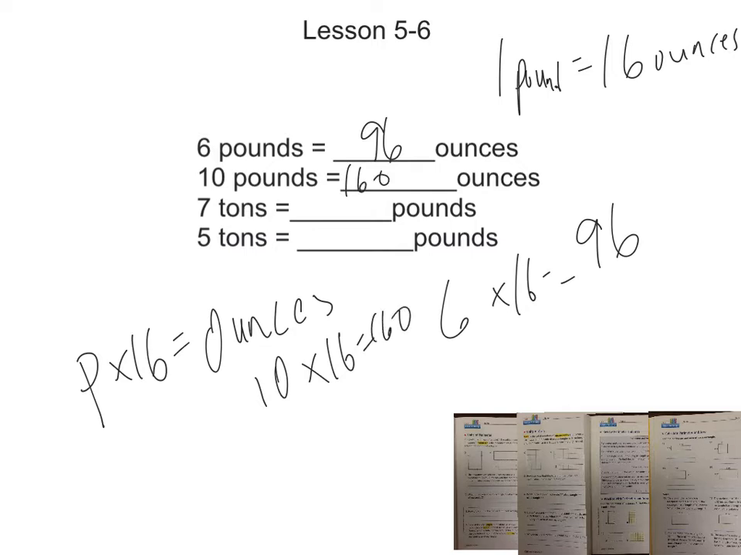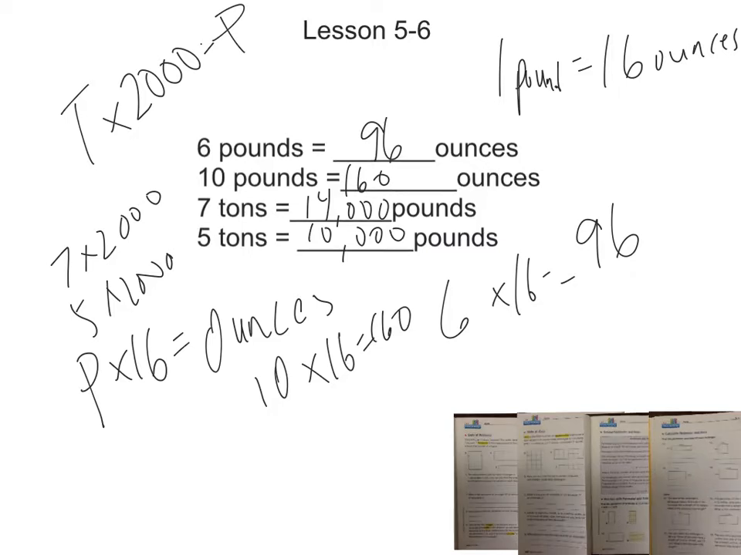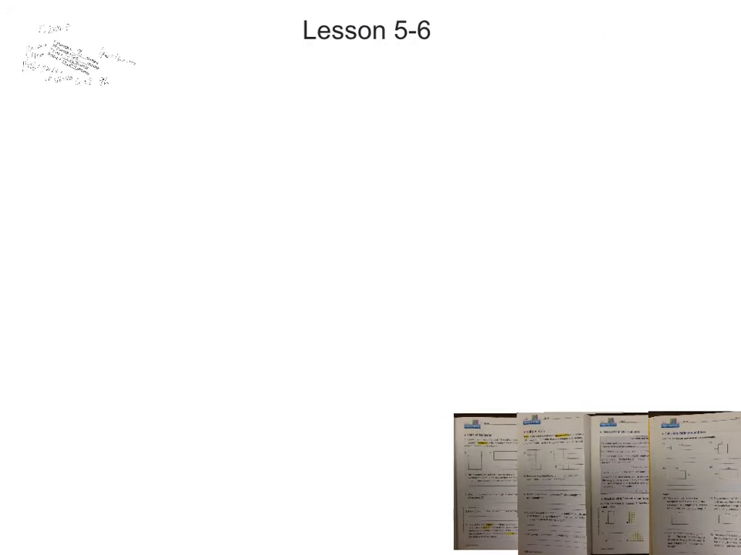And next is tons. You know that a T times 2,000 equals P for pound. So we have 7 times 2,000, so that'd be 14,000. And we have 5 times 2,000 equals 10,000. So these are just a couple conversions I wanted you to get in your head. Stuff you should remember: 16 ounces in a pound, 2,000 pounds in a ton. So let's push this aside.